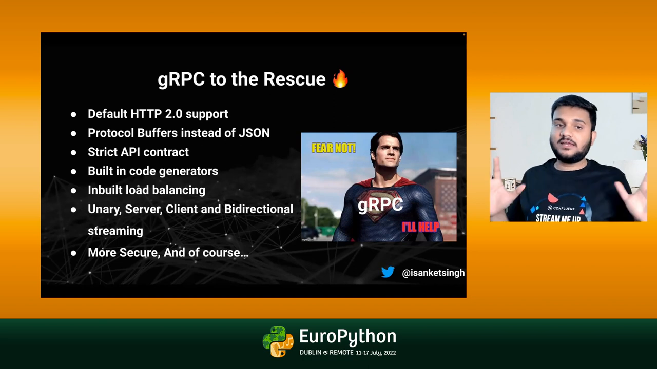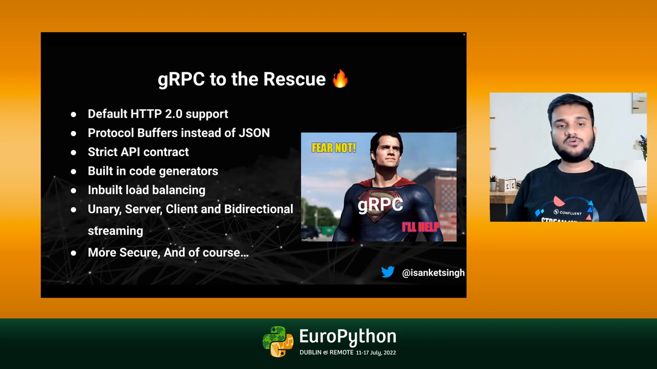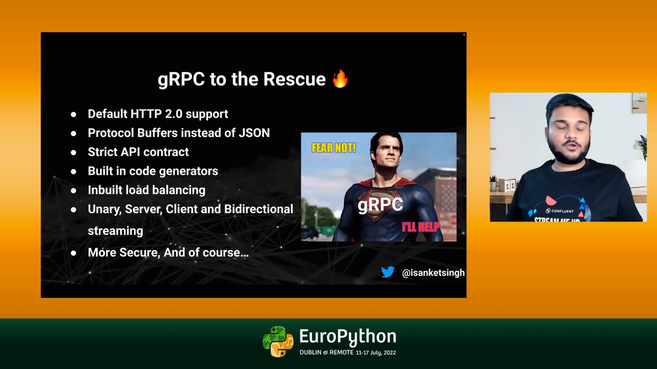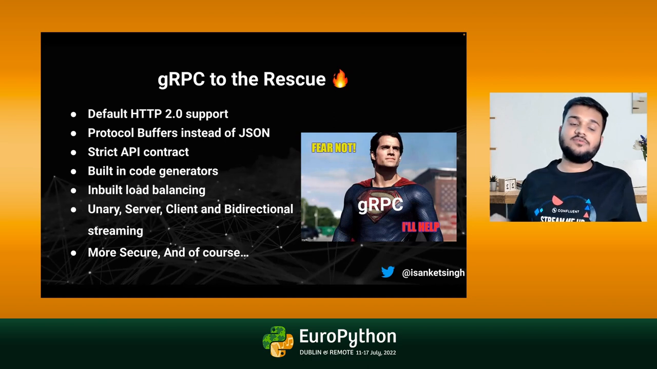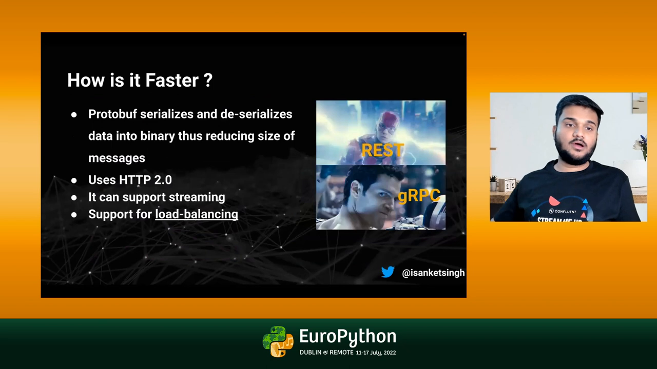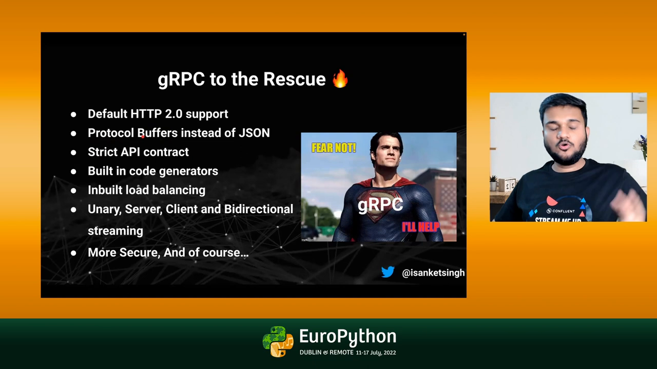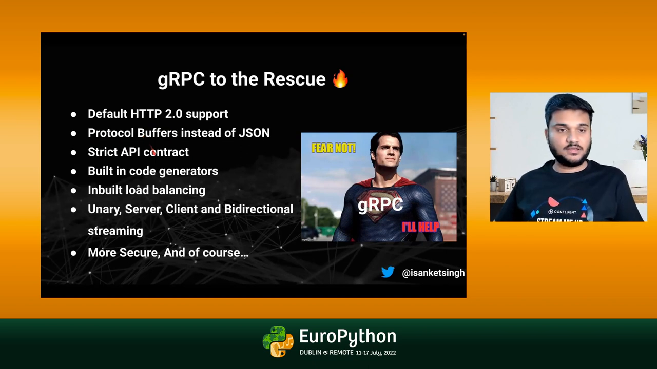Apart from that, the key highlight about gRPC is the protocol buffers, the use of protocol buffers instead of JavaScript object notation, that is JSON. Protocol buffers, we are going to discuss a lot of things around protocol buffers, but protocol buffers are the major game changer. Due to protocol buffers only, we are going to be able to create strict API contracts, right? So all these strict API contracts, we will be able to build using protocol buffers only, right? So protocol buffers bring a lot of features to gRPC.